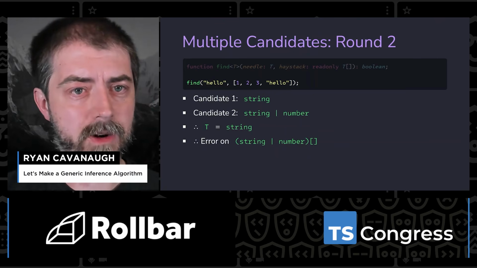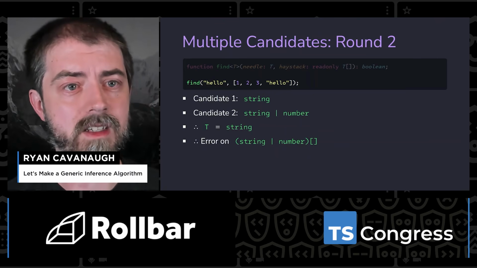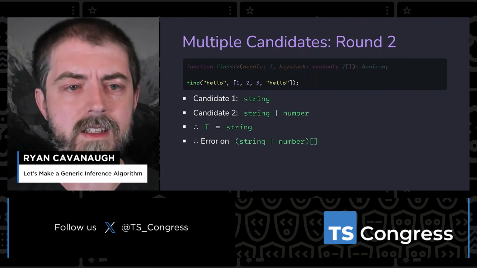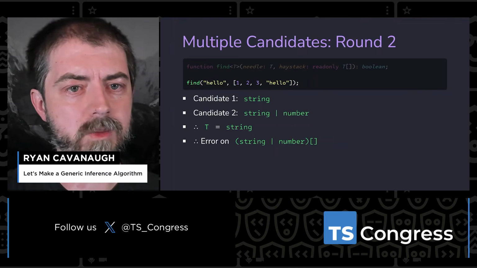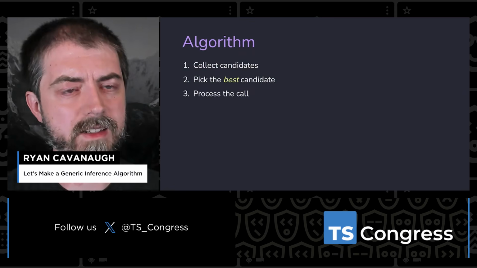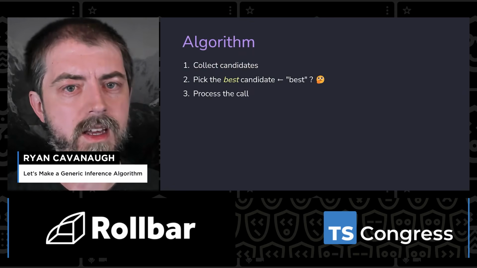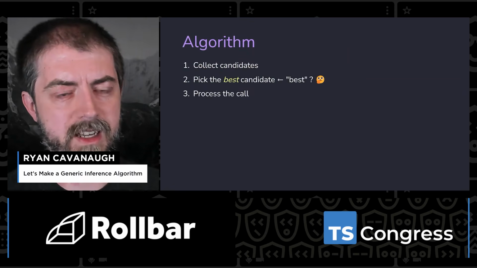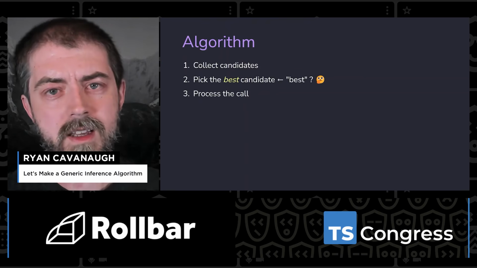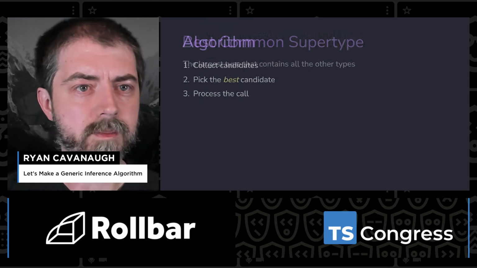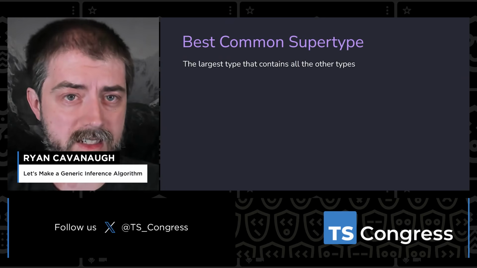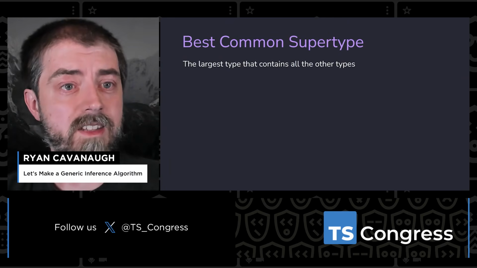If we think about our inlining, even though we can't see the body of find, any plausible implementation that we can think of really would not have errored on this call. So it seems like we need to do something better here. We need to pick the best candidate from our list, not just the first one. But what does best mean? That's just kicking the can down the road, right? So how do we determine best? The concept that we use is thought of as the best common supertype, which is the largest type from the candidates, the one that contains all the others.